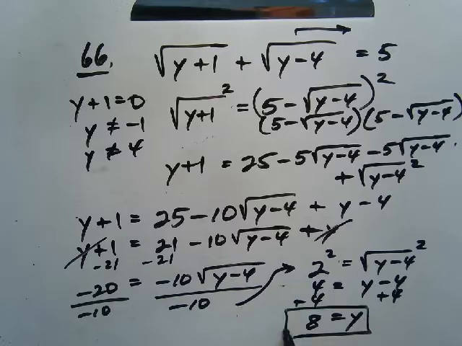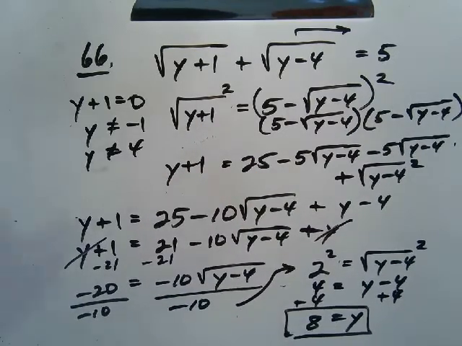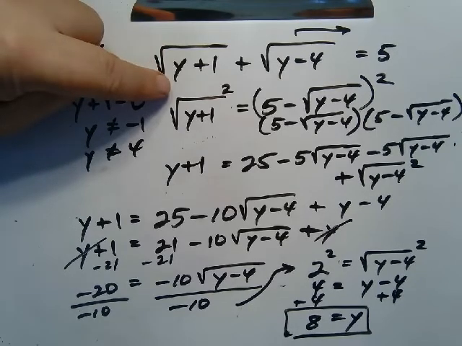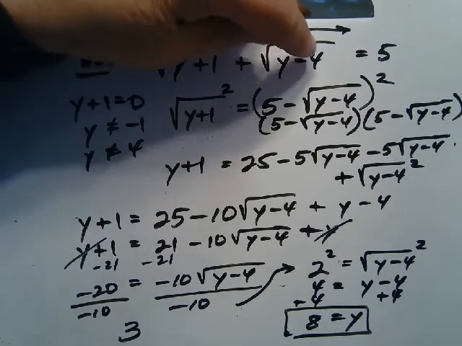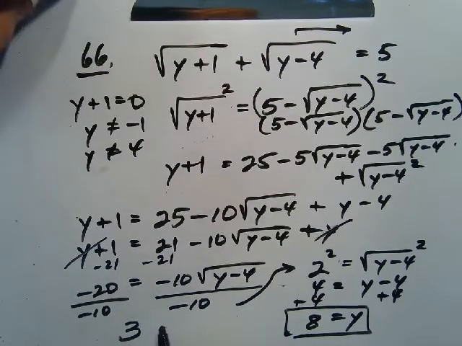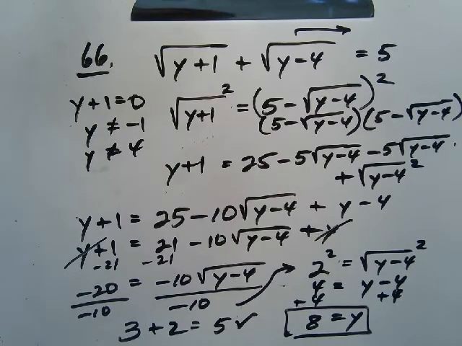Y is 8. Now that's not one of our excluded values, but I do still want to check it back in the original problem. Here we go, put 8 in here. 8 plus 1 is 9, square root of 9 is 3. Put it at the bottom here. 8 minus 4 is 4, square root of 4 is 2. 3 plus 2 is equal to 5. Yep, that works. Lots of work here. Too bad I ran out of room, but you have plenty of room on your paper. Now there's one thing we didn't talk about, and that is if a problem is an inequality.